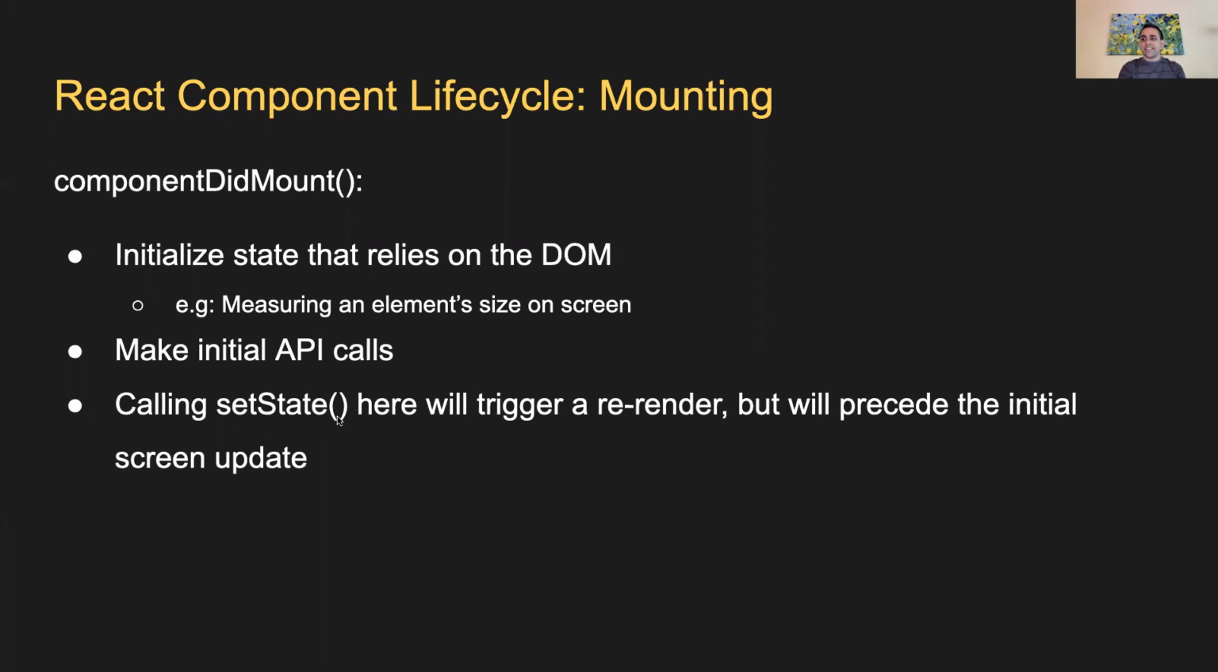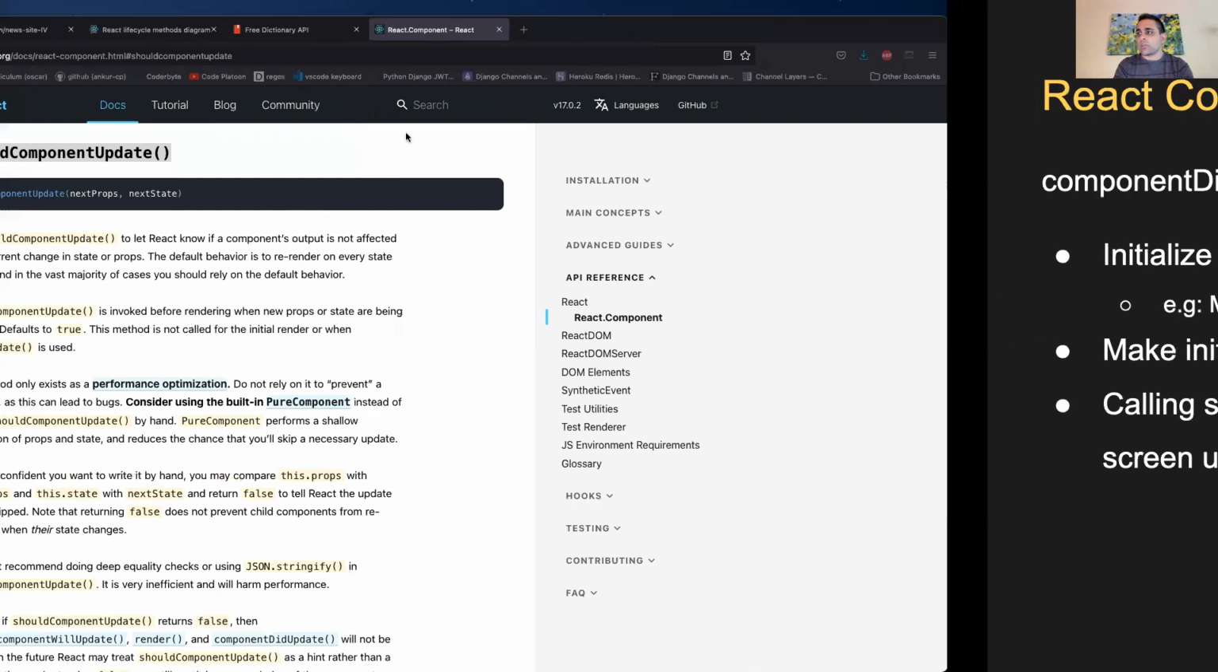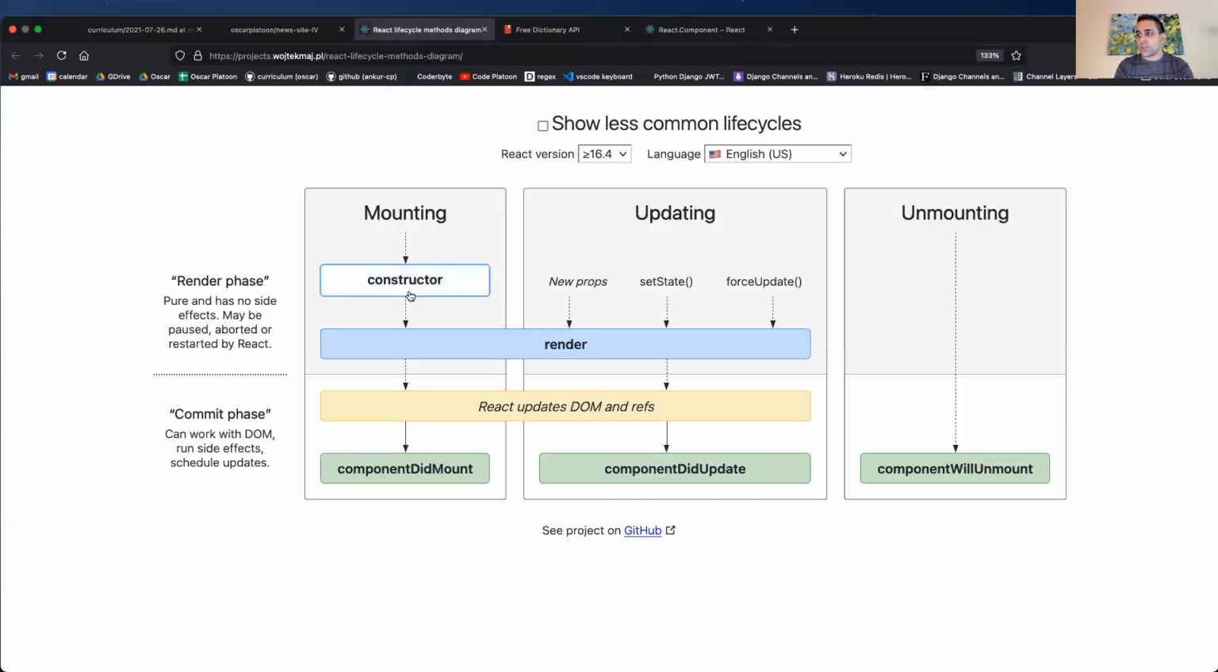Also, calling set state here will trigger a re-render, which is fine. Know that this will precede the initial screen update. So if we go back to our diagram, if I can find it, constructor gets called, we have an initial render. Then we do a componentDidMount, which might trigger a re-render. Again, the important thing to remember here is that the DOM will not show the initial render until componentDidMount. So let's actually see this instead of just talking about it.